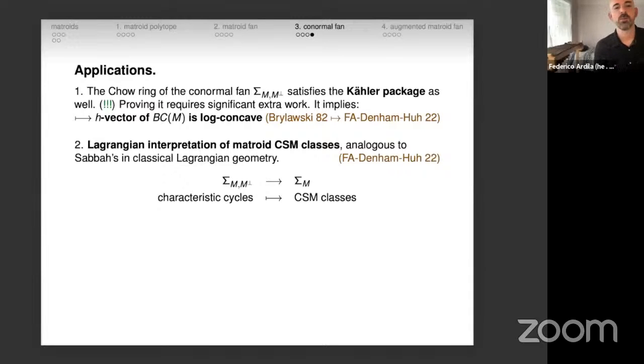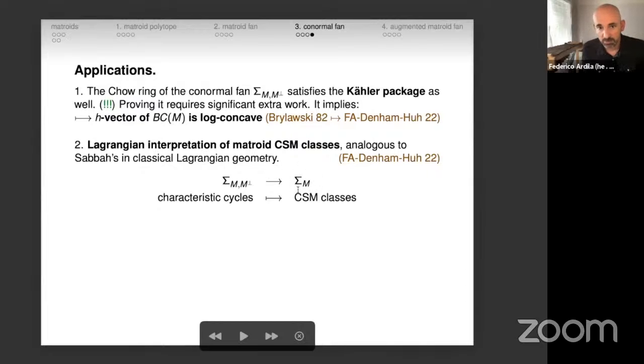One Lagrangian consequence that we obtain is an analogous result to a result of Sabbah in classical Lagrangian geometry. So in classical Lagrangian geometry, when you have a variety and you have its CSM class, it's kind of a complicated construction, but when you go to the cotangent bundle of the variety and you look at the characteristic cycle in that cotangent bundle, it turns out that these CSM classes are the shadows of the characteristic cycles. And here we have the same thing, where we have our matroid fan, and now the conormal fan plays the role of the cotangent bundle here, and the CSM classes, which have a beautiful but quite intricate construction, are just the shadows of the characteristic cycles here. And that's again an important result in our proof of this conjecture.